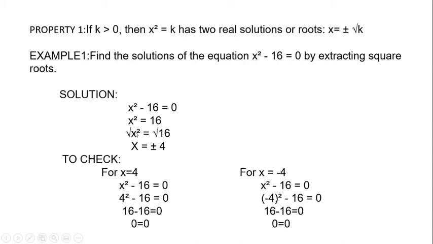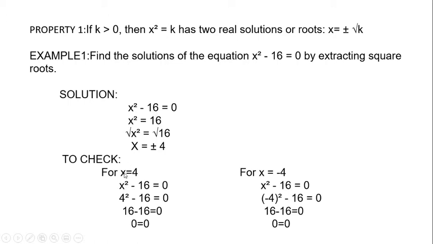The square root of x squared becomes just x. The square root of 16 becomes plus or minus 4, because 4 times 4 is 16 and negative 4 times negative 4 is 16. So there are two solutions. Let's check if the solutions, positive 4 and negative 4, are correct. How do we know? We substitute the values of positive 4 and negative 4 into the original equation.